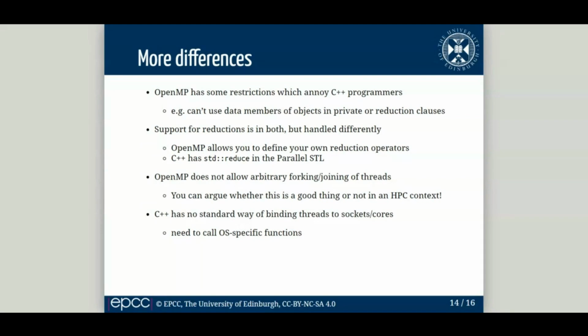More differences between OpenMP and C++. Mentioned here are data members of objects in private or reduction clauses. The reduction is different in OpenMP and C++. In OpenMP, you don't have this forking and joining of threads. Normally you write a pragma and you have a kind of barrier where you wait for all of the threads to finish.